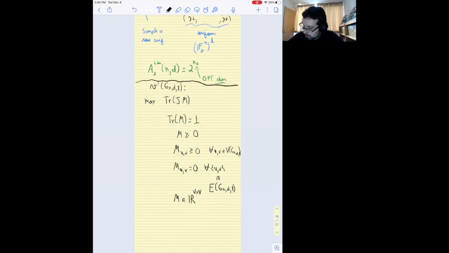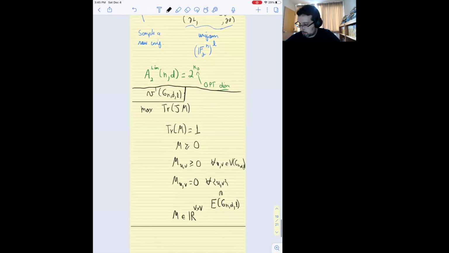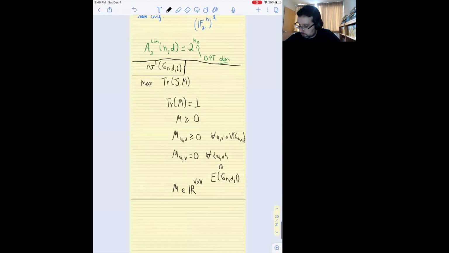Let's keep it here. That was the theta prime. And what we're saying is that we are going to have a lot of constraints of this form now. A good fraction, the majority of the entries of the matrix, are going to be constrained to be 0.